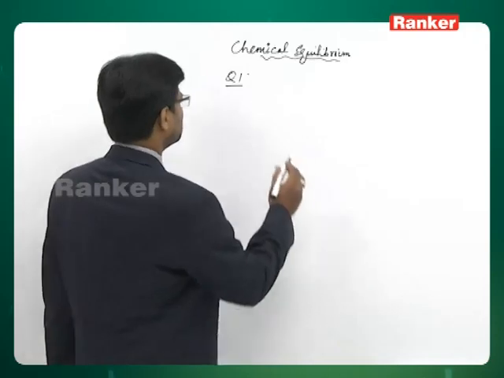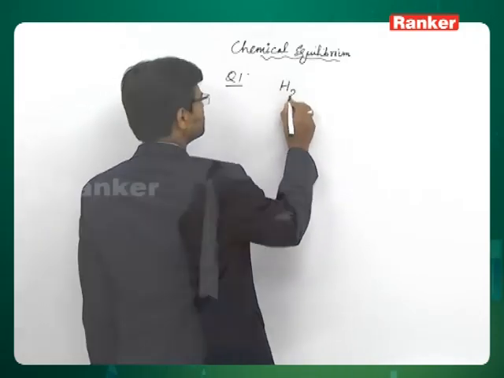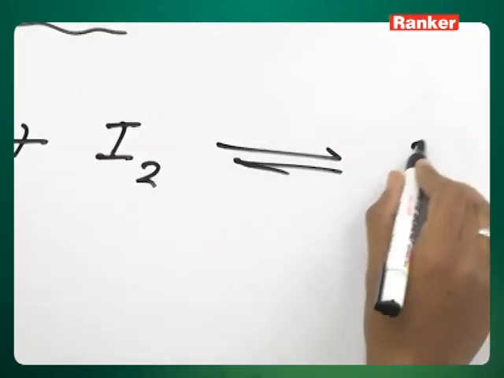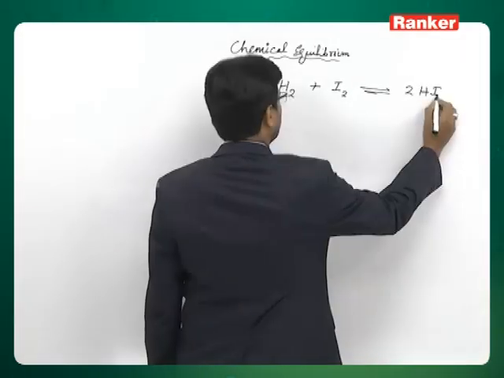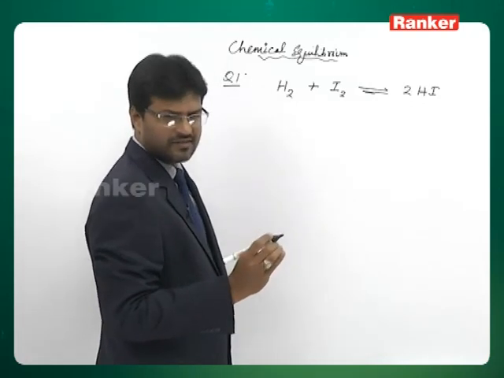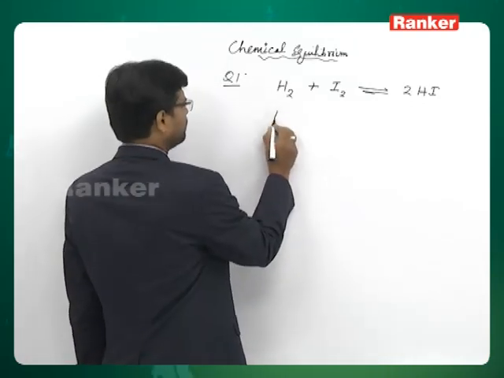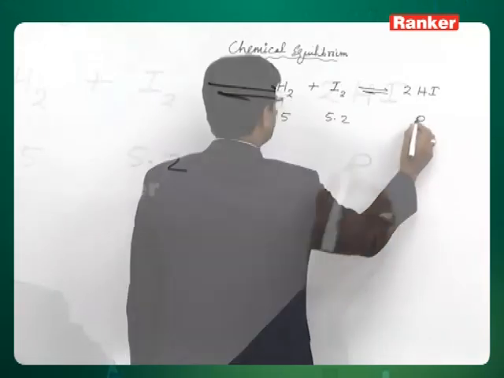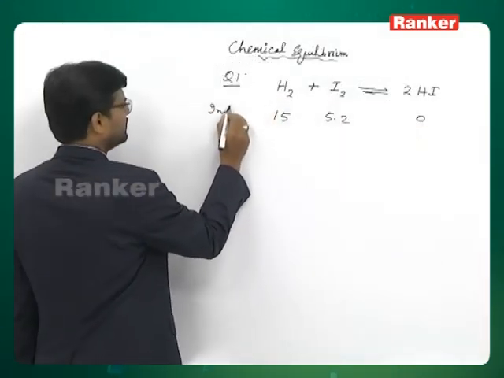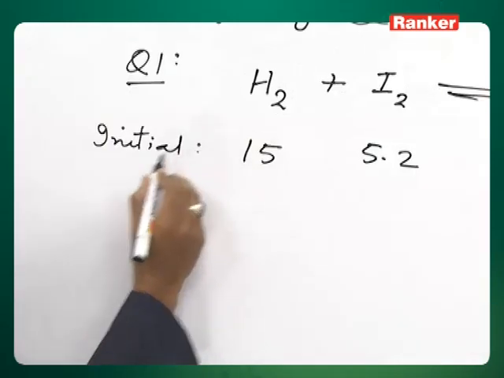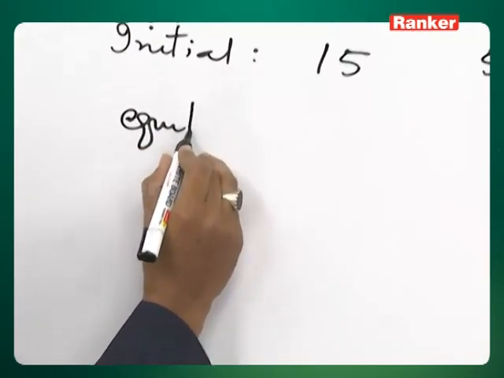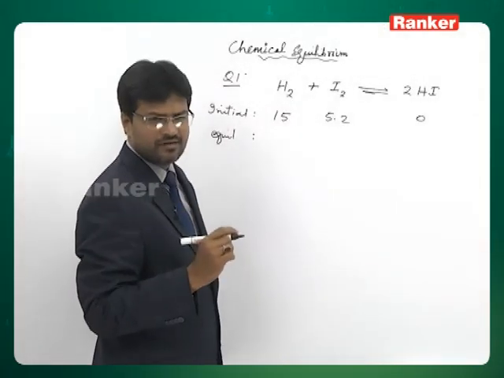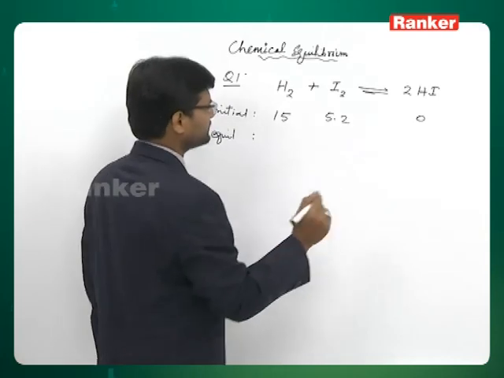H2 plus I2 gives 2HI. This is the reaction. We are starting with 15 moles of H2 and 5.2 moles of iodine. This is the initial amount. At equilibrium, we are getting 10 moles of HI.